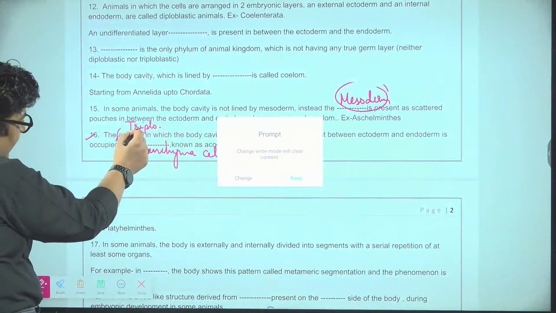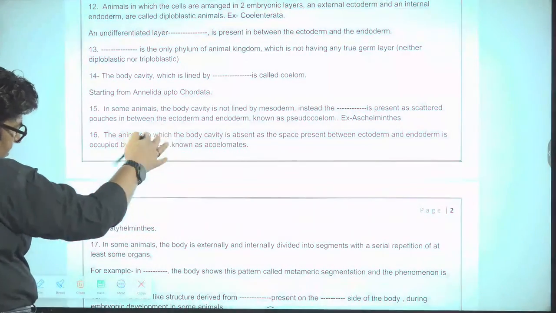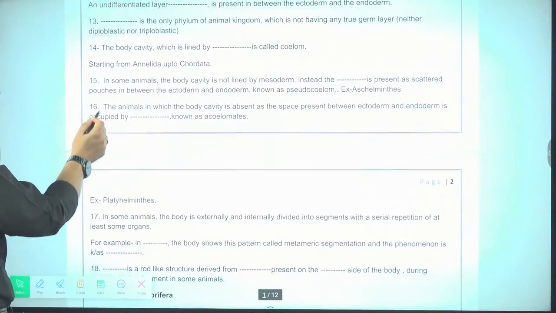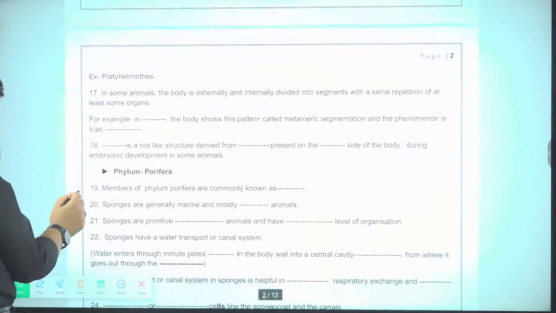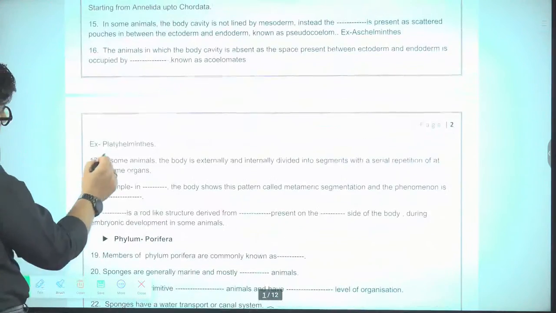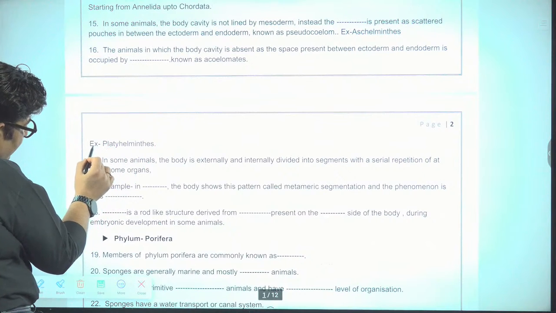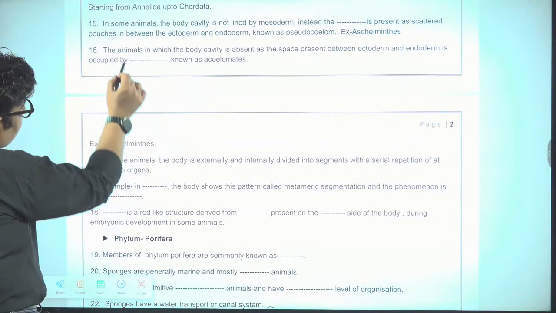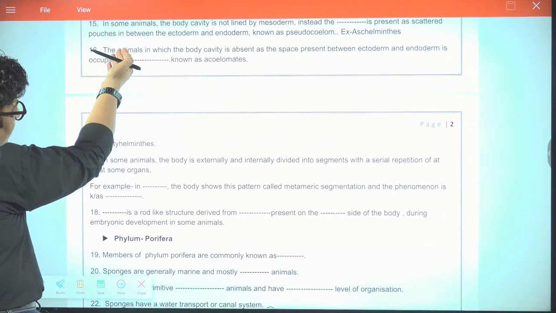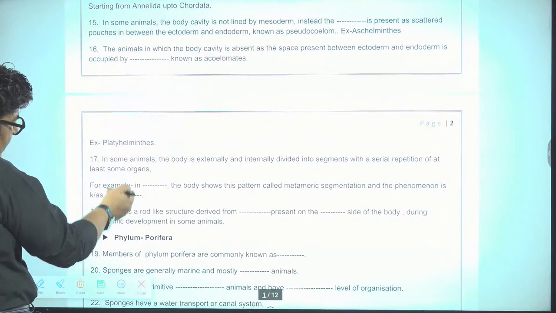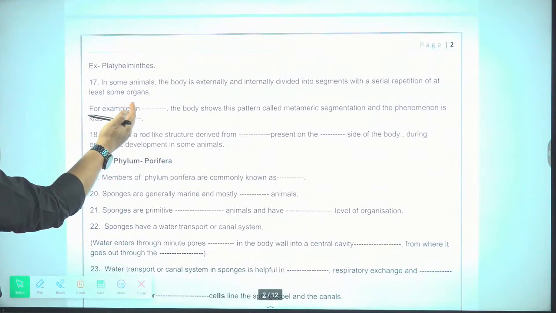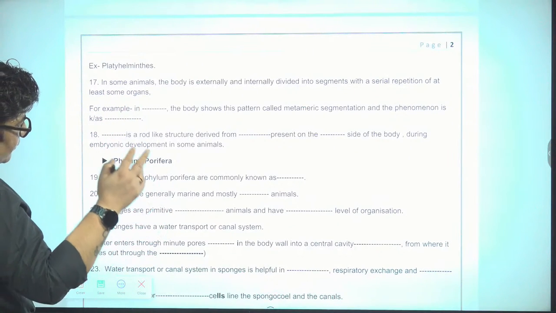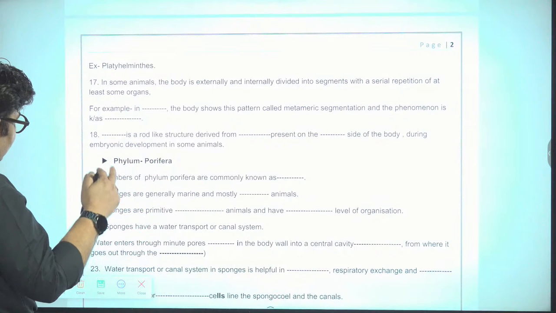If I don't write triploblastic, then it is not very clear. You can even write mesoglea to get the correct meaning. Now, this complete question is this one. Example, platyhelminthes, so triploblastic, no need to write triploblastic. You know it is parenchyma. In some animals, the body is externally and internally divided into segments with the serial repetition of at least some organs.